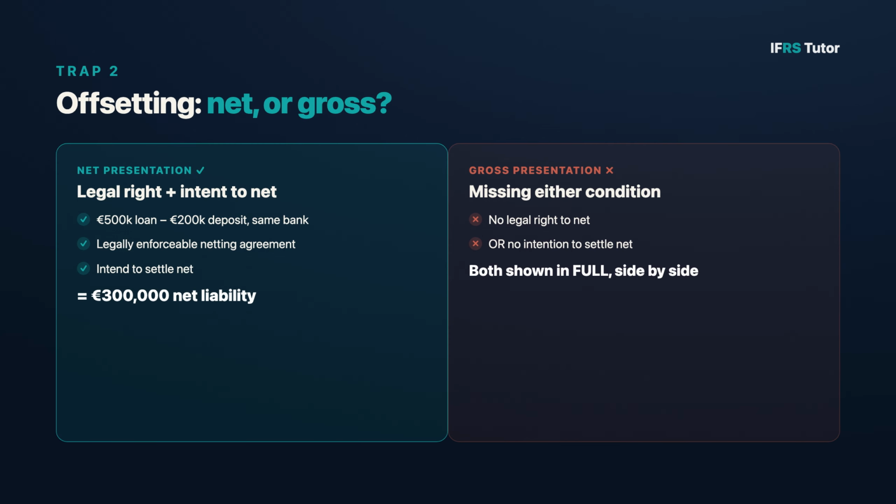Second, offsetting. Meridian has a 500,000 euro loan with its bank and a 200,000 euro deposit with that same bank under a legally enforceable netting agreement intending to settle net. Show it as one number, a 300,000 euro net liability. Change either condition, no legal right or no intention to net, and both show gross, full amounts, side by side. You can't net two accounts just because you feel like it.